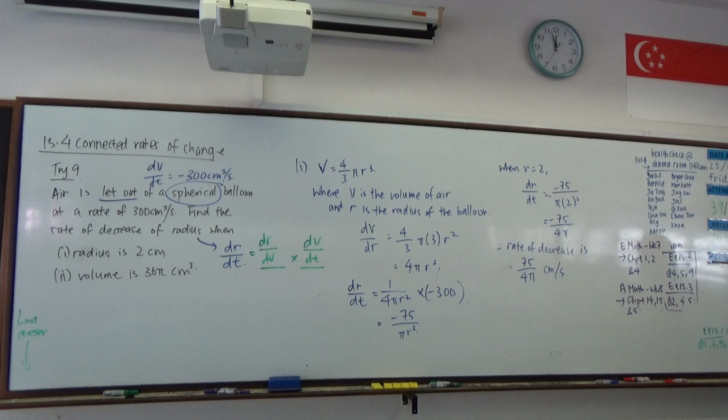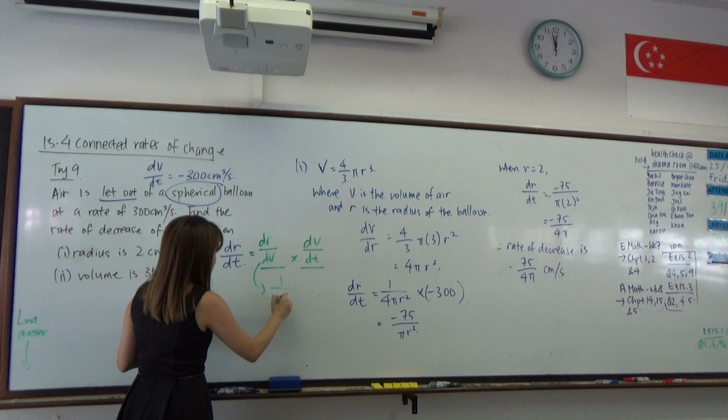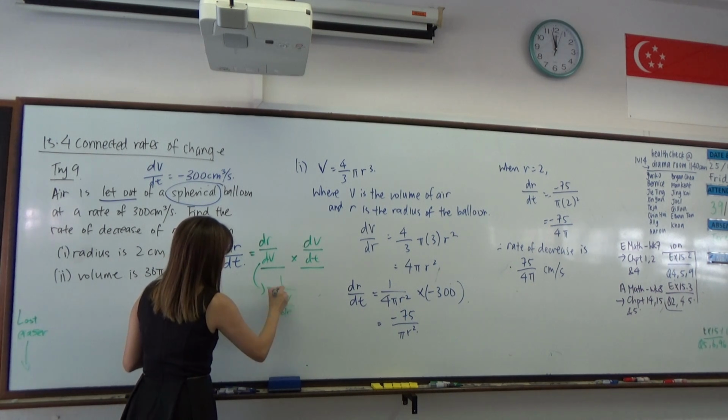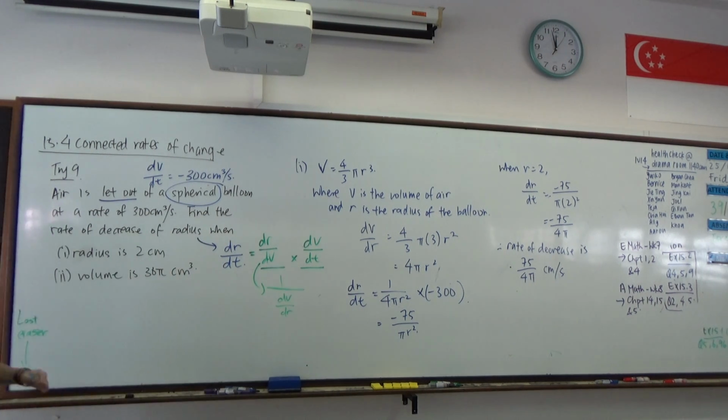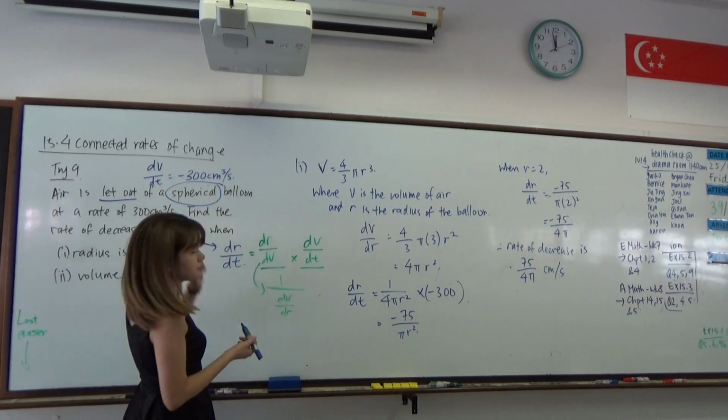Any questions? Either will be fine. dv over dt is the rate of change of volume, how much air you use. dr over dv is a derivative. We agreed yesterday that this is the same as 1 over dv over dr. And dv over dt is the rate of change of volume.